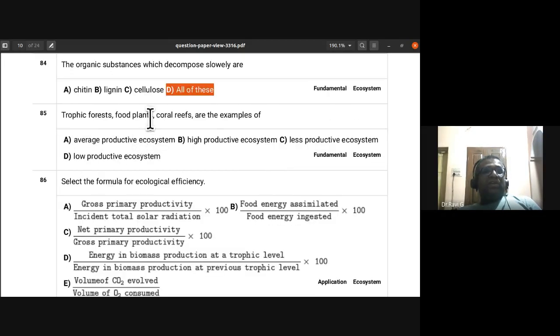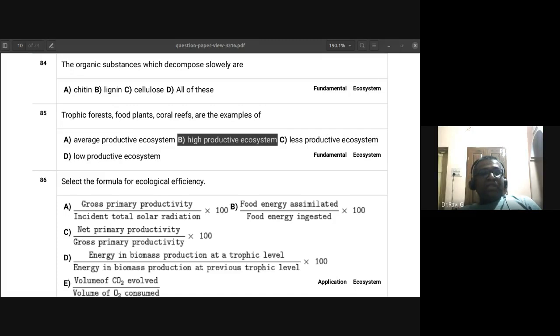Tropical forests, food plants, coral reefs are the examples of average productive ecosystem, high productive ecosystem, less productive ecosystem, or low productive ecosystem? So the 85th, B is the right answer. It is a high productive ecosystem.